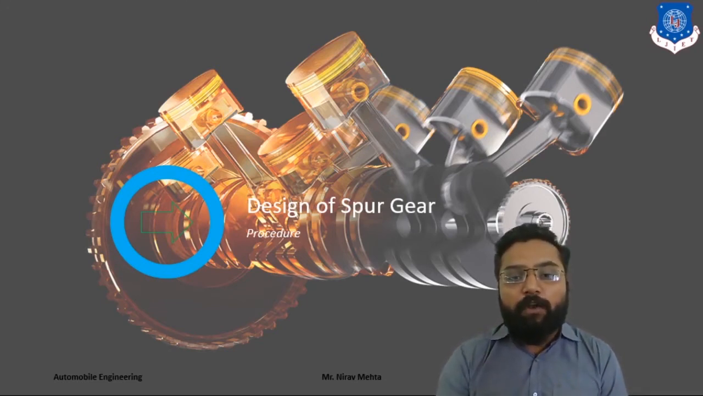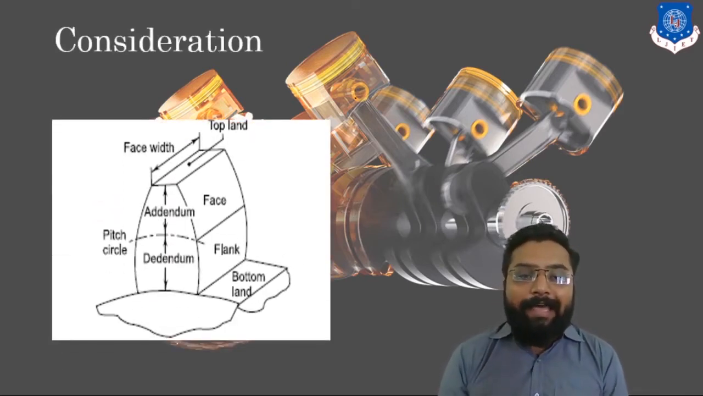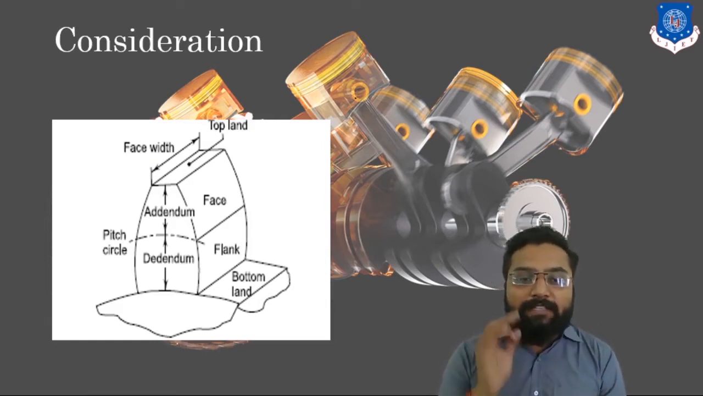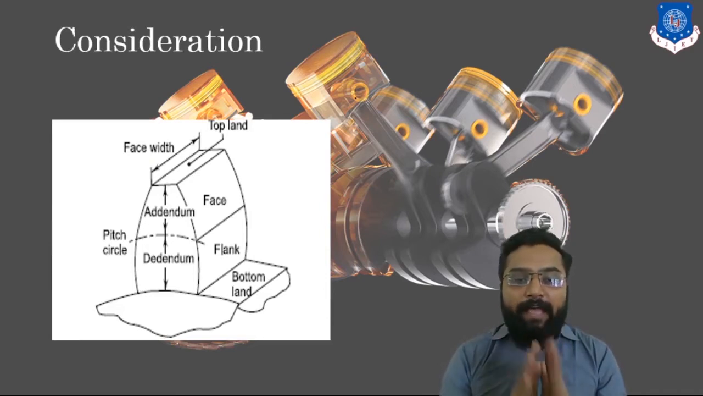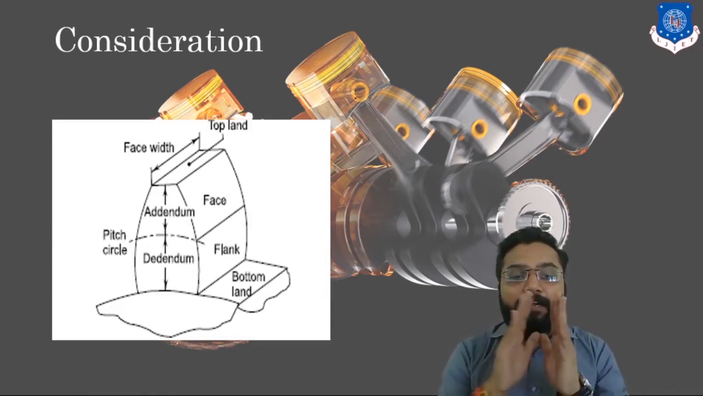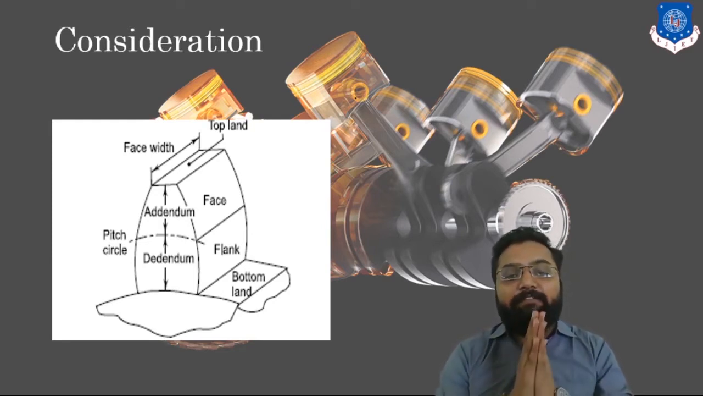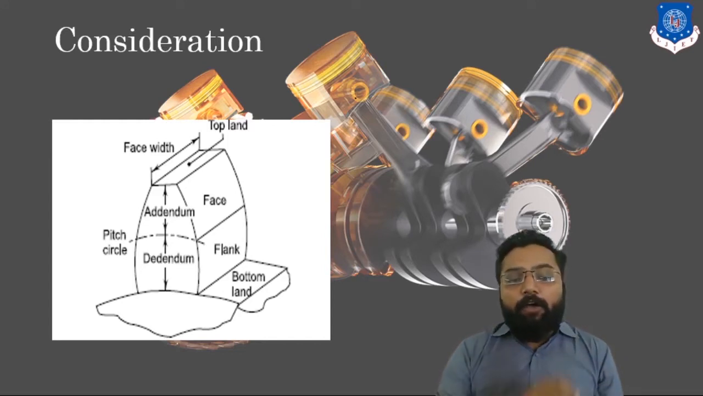So first of all, we have to consider our teeth as our basic element. In case of designing our gear, we should consider teeth as our basic element and design a single tooth, and then we will replicate this for our whole gear. So, first of all, we should know about different geometrical aspects of our teeth.